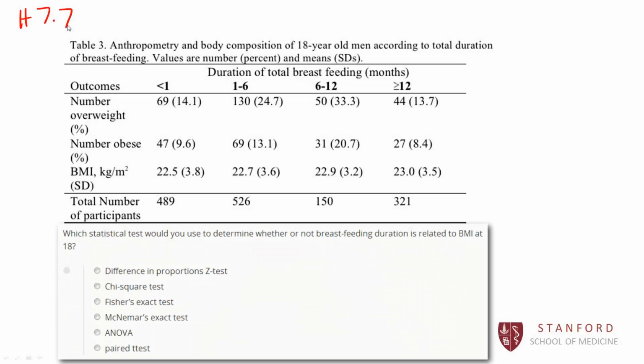In this case, we're going to be comparing different groups. We're comparing men in different groups of duration of breastfeeding. So that's a categorical predictor, groups. They are independent groups. Our outcome variable now is BMI. BMI is a continuous variable. We're going to assume that it's normally distributed, or close enough with such large sample sizes, that we can run an ANOVA test here.